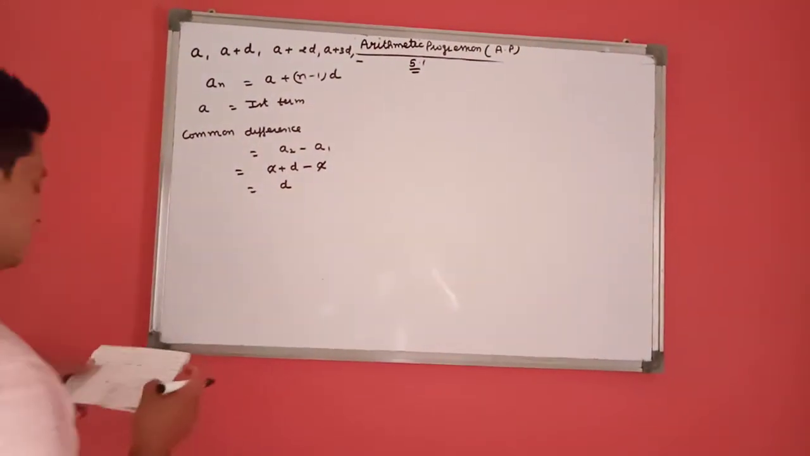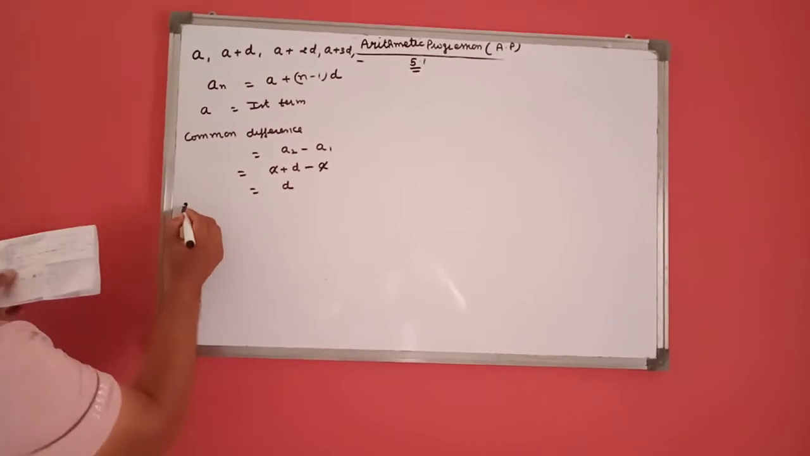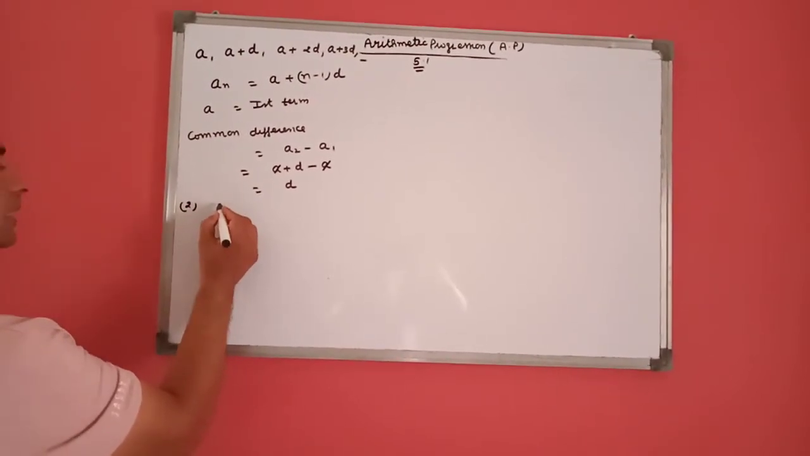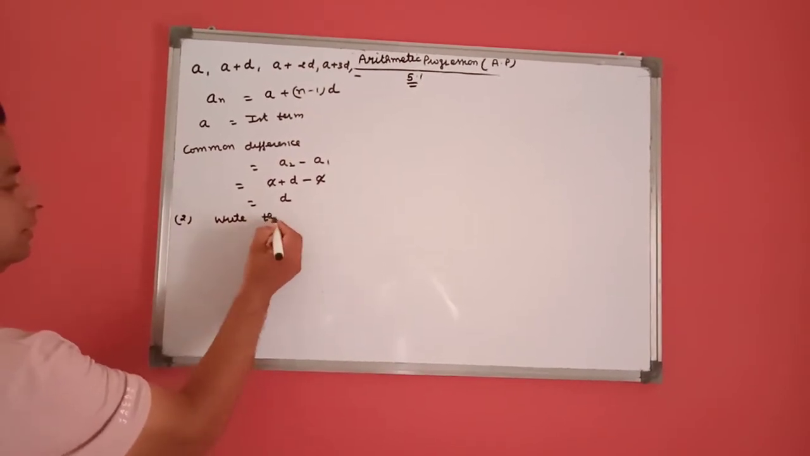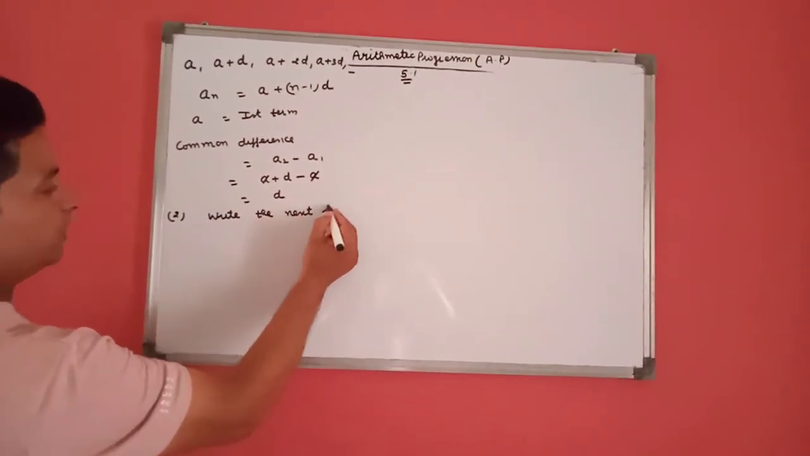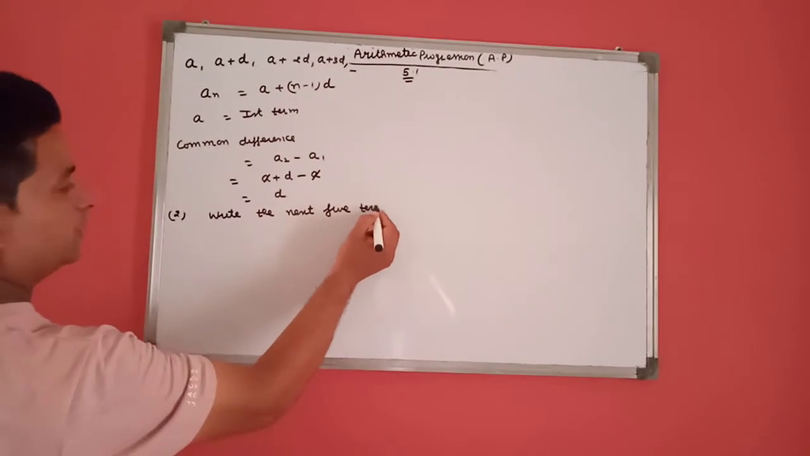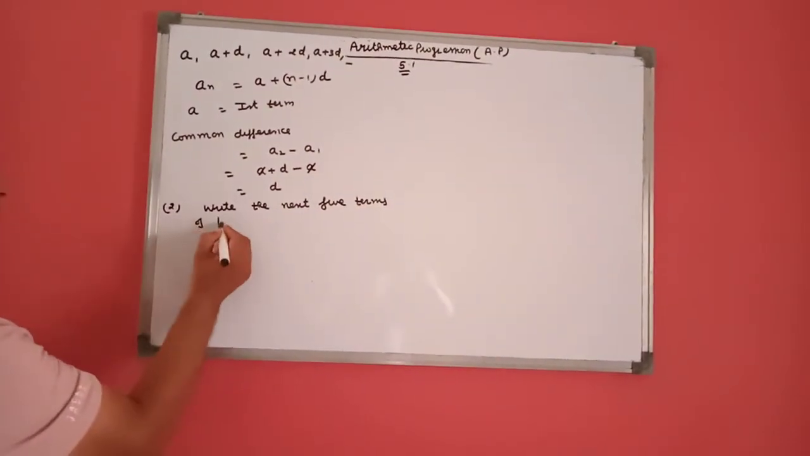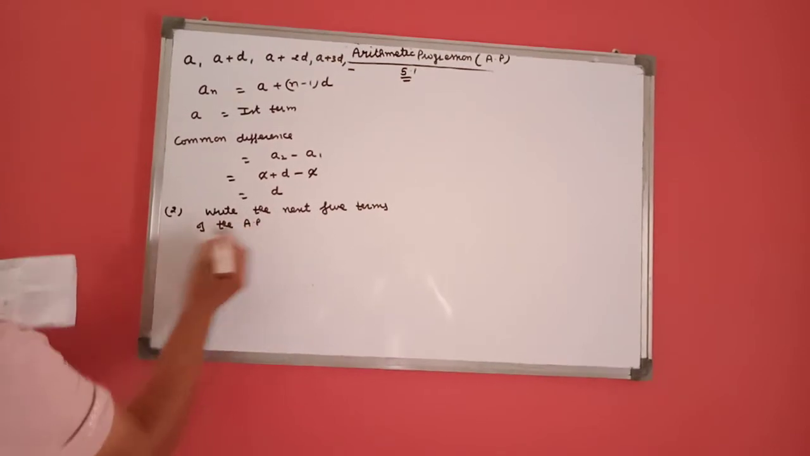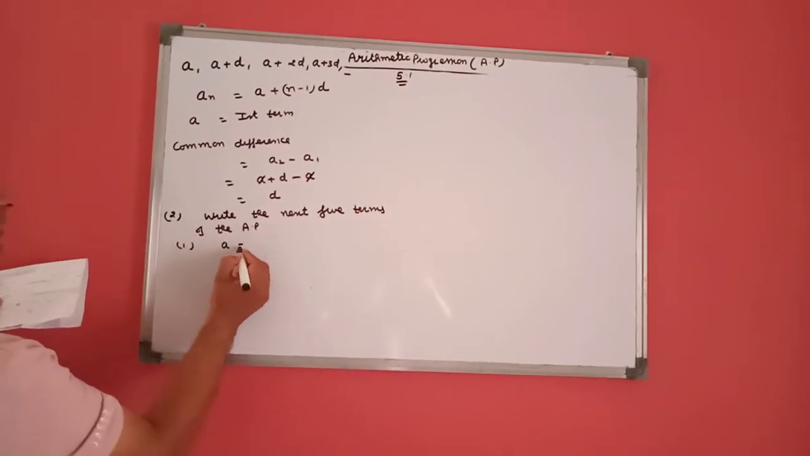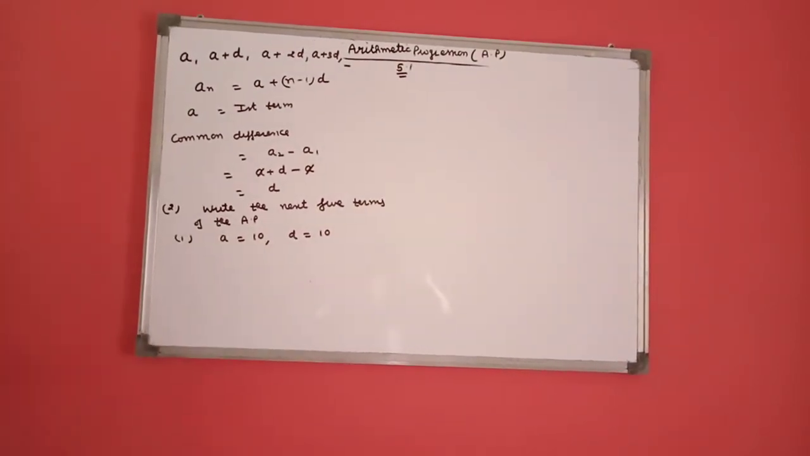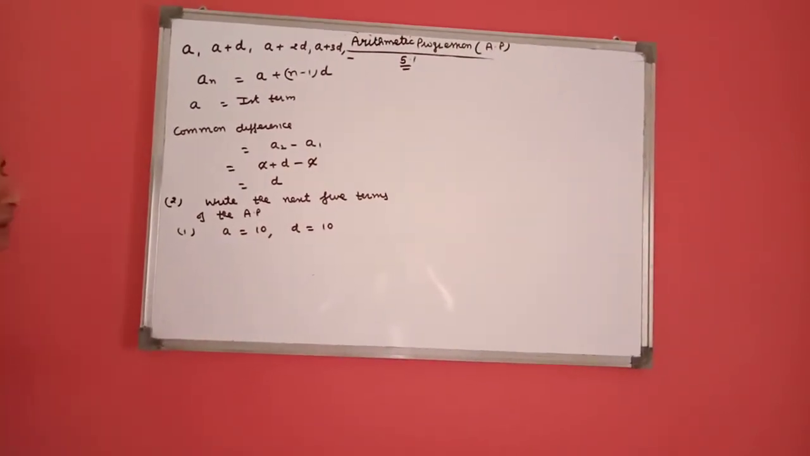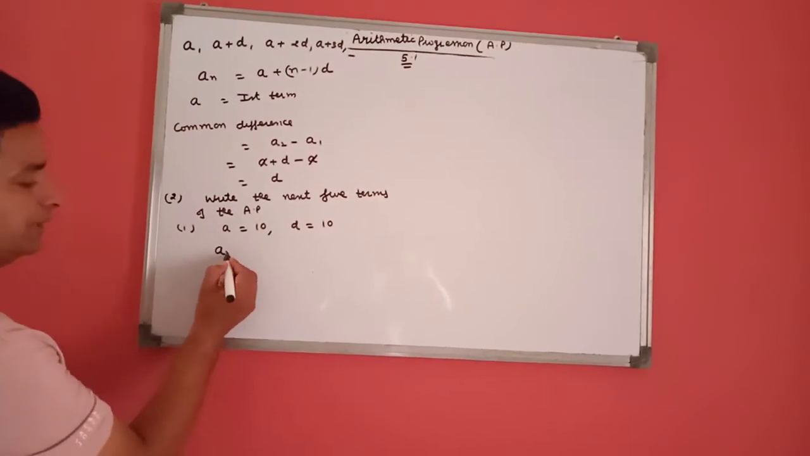In exercise 5.1, there is question number 2. Write the next five terms of the AP. Part 1: a is 10 and d is also 10. We are required to find the next 5 terms of this AP.